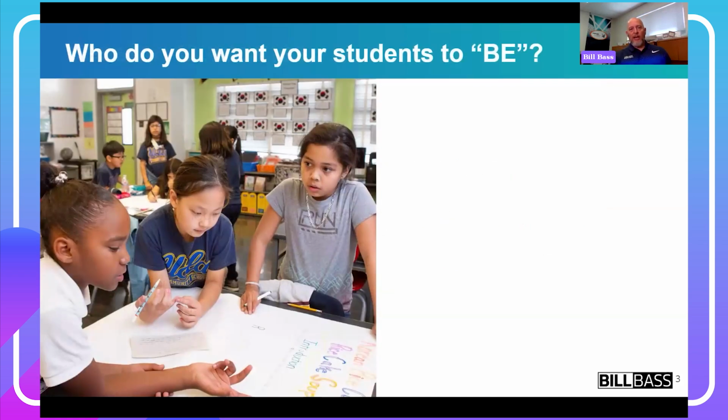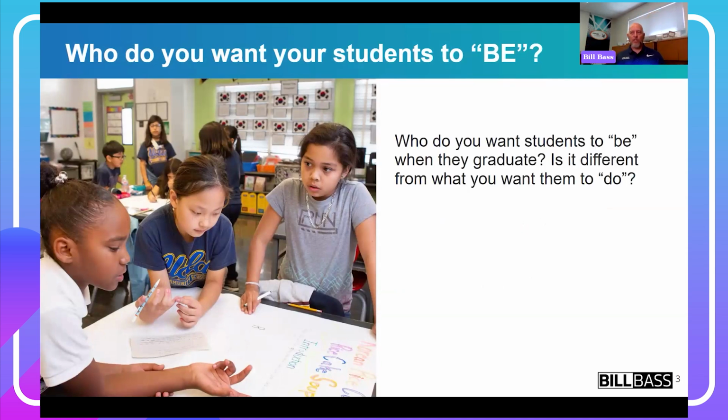So just to get started, I'm going to ask you to jump in the chat here briefly, and I want you to think about, what do you want your students to be when they graduate? And is that different from what you want them to do? So go ahead, real quick in the chat. What do you want your kids to be? What are the things that you want them to be? Not what you want them to learn. It's probably not a profession, but what do you want them to internalize that you have brought to them over the course of their educational journey? And so we're just going to take a moment and let that happen in the chat.